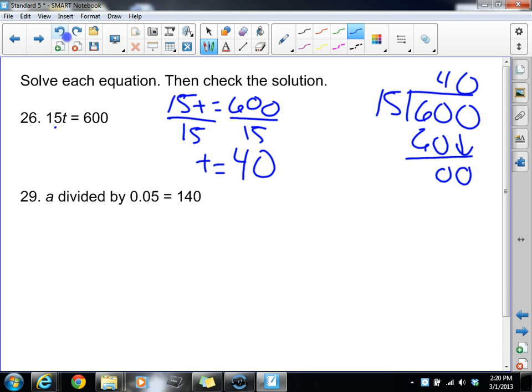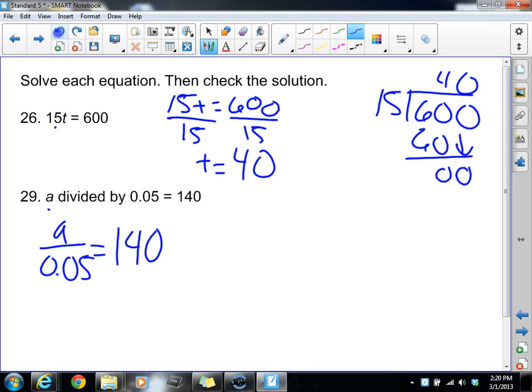Now, this next one, a divided by 5/100 equals 140. So now I'm going to, once again, do the opposite. So a divided by, it's going to look like this. A divided by 5/100 equals 140. Let's go ahead and solve this right here.